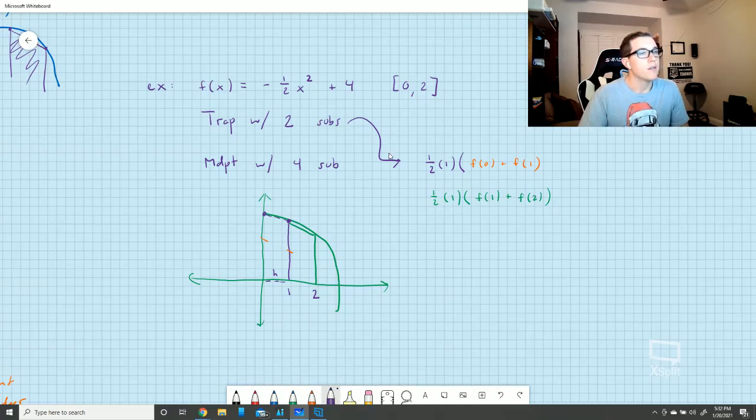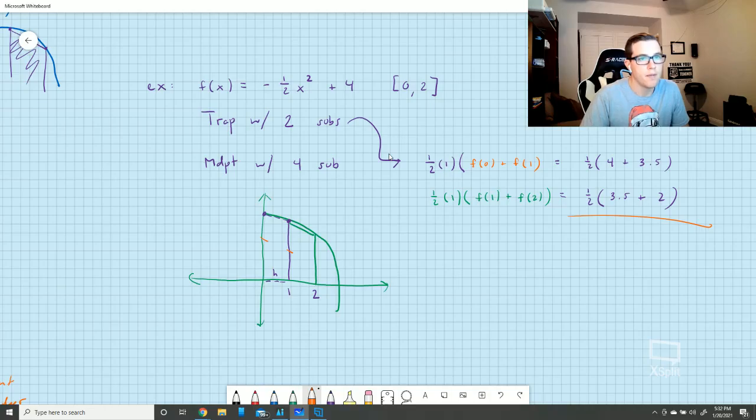Now I can plug everything in. That would be 1/2 f of 0. When I plug in 0, I get 4. When I plug in 1, I get 3.5. Plus, when I plug in 1 again, I get 3.5. Plus, when I plug in 2, 2 squared is 4, divided by 2 is 2, negative 2 plus 4 is 2. So add these two up, and that will give me my approximation, half of 7.5 and half of 5.5.